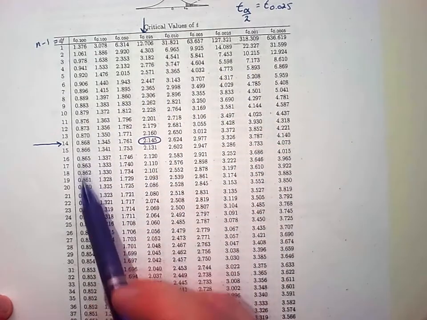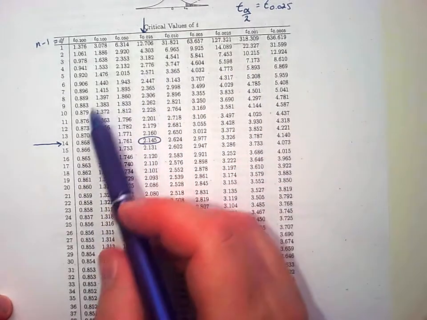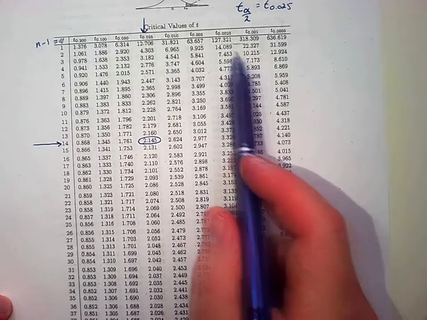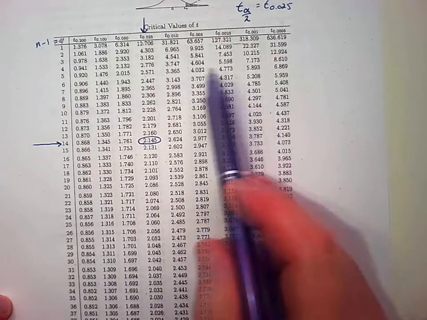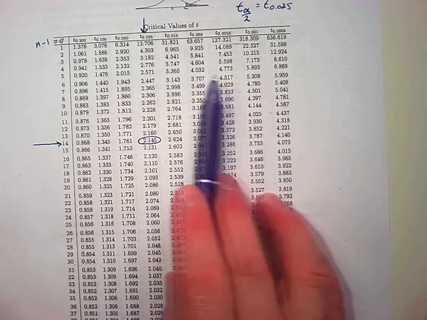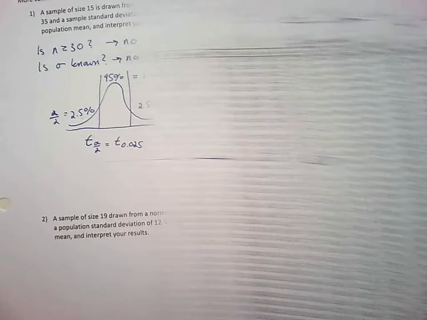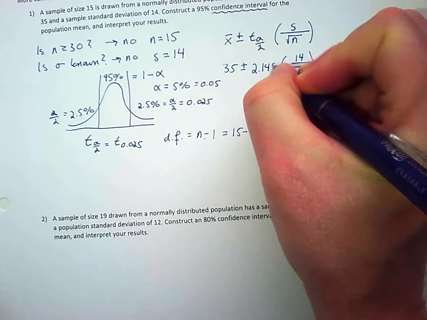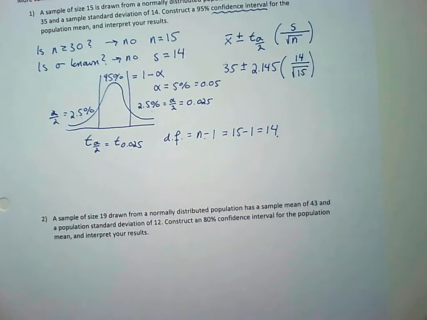So, the body of this table now is no longer percentages. In the t table, the body of this table is now t values. That's a big difference between the t table here, and the z table that we were using before. The body of this table now has t values. But we just looked up that we're going to use 2.145, so therefore we can plug 2.145 in for t sub alpha divided by 2.